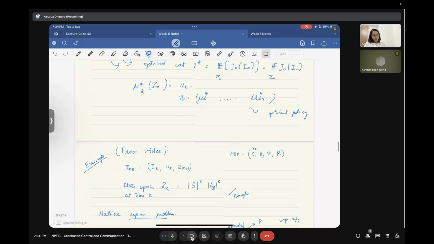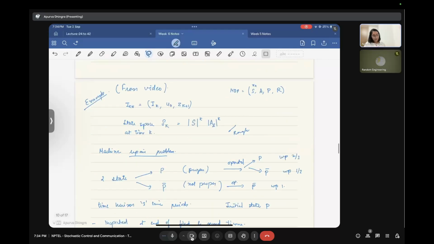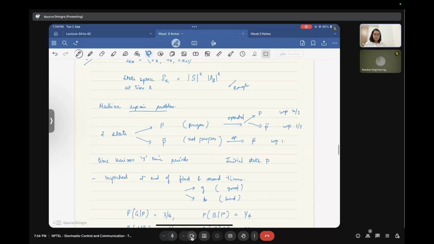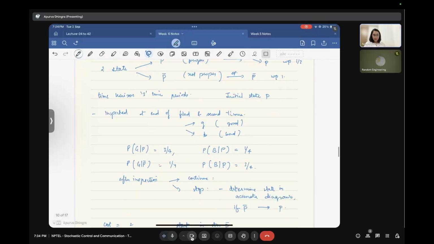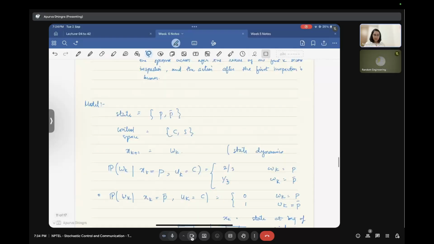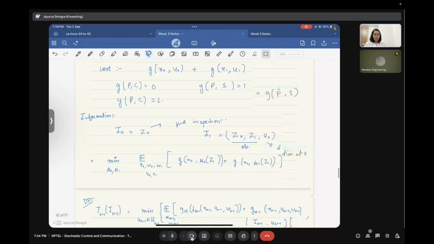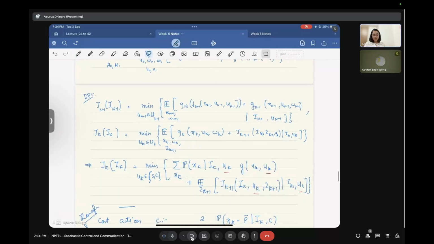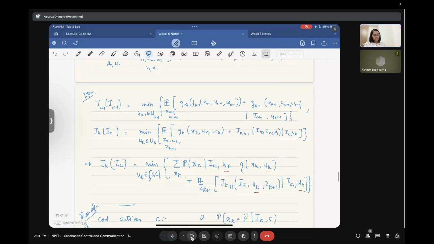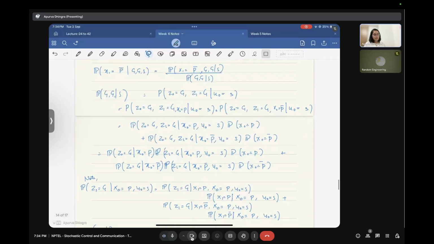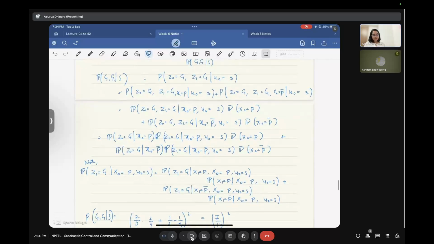Okay. Then in the lectures, sir took an example and went through the details of that example, how to solve for such J's and so on. If you have any doubts, we can go through this part, else we'll go to the next example.